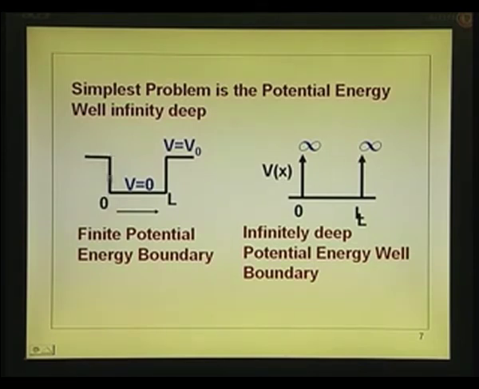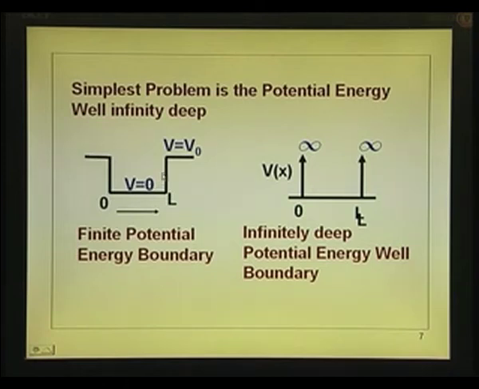In practice, it is a finite well with a boundary of depth V naught. The potential is V equal to V naught here, V equal to 0 here. A simpler solution which gives a good idea about what happens is obtained by an infinitely deep potential energy well boundary. Please note that the depth goes right up to infinity, which is not a practical situation, but if it is high enough, it looks so high for the electrons that they cannot surmount it. In a finite boundary it is like this.